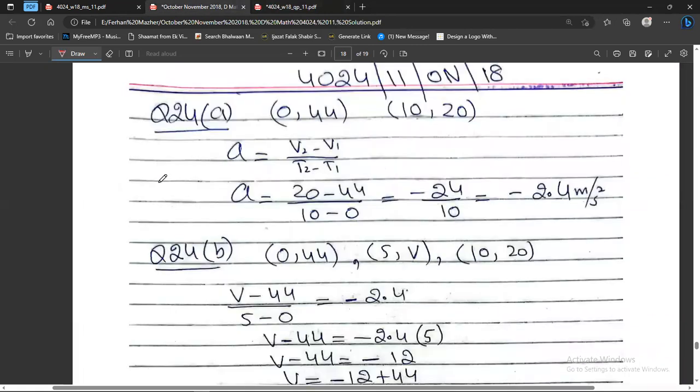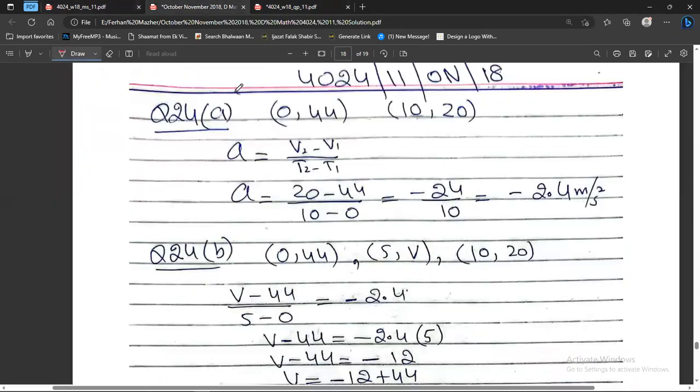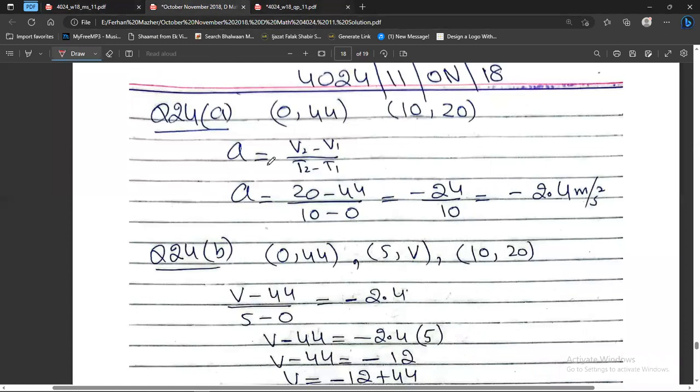And I will find out the gradient. I have taken 2 points on that straight line, 0, 44 and 10, 20, and A will be V2 minus V1 divided by T2 minus T1. So A will be equal to 20 minus 44 divided by 10 minus 0, and that will be minus 24 divided by 10, that is minus 2.4 meter per second square. When you write your final answer, don't put the negative sign because the word deceleration has been used. So your final answer will be 2.4 meter per second square.